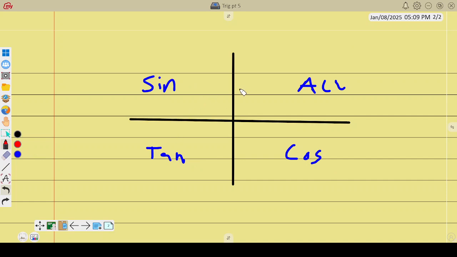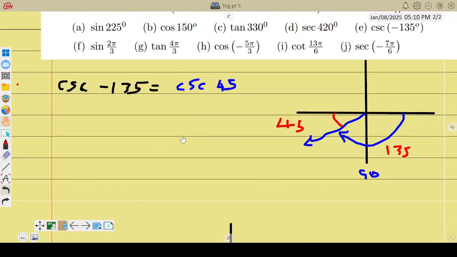We have to remember also the other trig ratios. Sine is related to cosec, so sine and cosec are positive in here. Tan is related to cot, so in here, if you have tan something or cot something, it is positive. For cos, it is related to sec, so cos and sec are positive in the fourth quadrant. Clear? We get back.